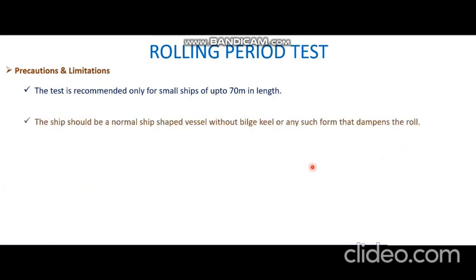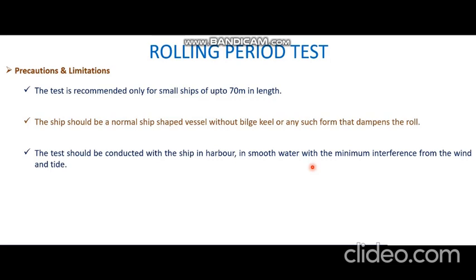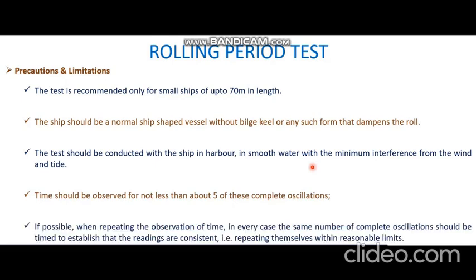Limitations, I think they are straight and simple. We already know them. The test is recommended for only small ships up to 70 meters. The ship should be a normal ship-shaped vessel without bilge keel or any such form that dampens the roll. The test should be conducted with the ship in harbor or in smooth water with minimum interference from wind and tide. Time should be observed for not less than 5 oscillations. If possible, when repeating the observation of time, in every case, the same number of complete oscillations should be timed to establish that the readings are consistent, that is, repeating themselves within reasonable limits.